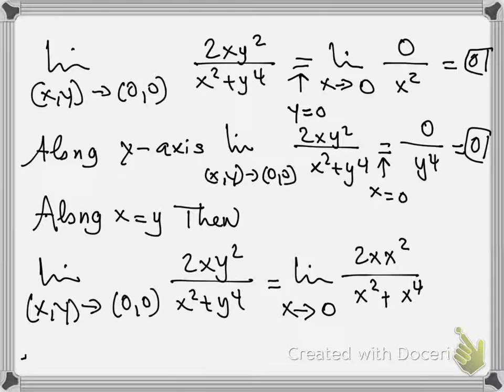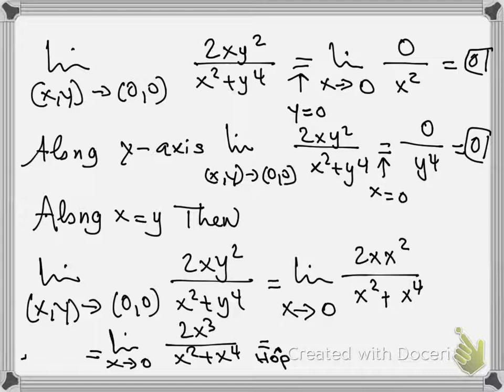Right, so that's equal to the limit as x goes to 0 of 2x cubed over x squared plus x to the 4. So it's 0 over 0, but you can apply, if you want, L'Hopital's rule. So here, L'Hopital's rule, for example. If you apply L'Hopital's rule a couple of times, it's basically the limit as x goes to 0 of 2 over x.